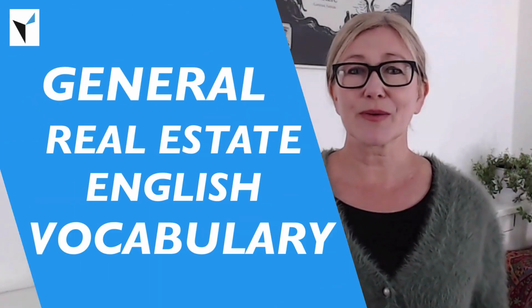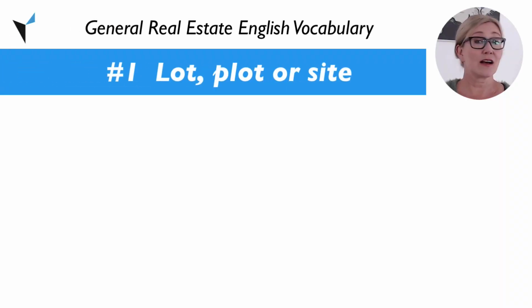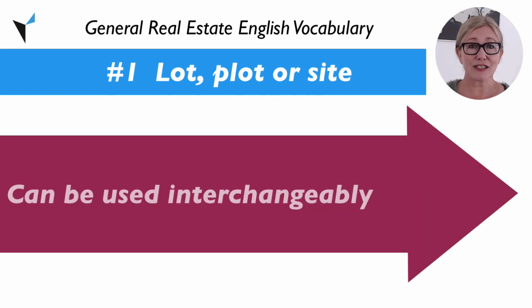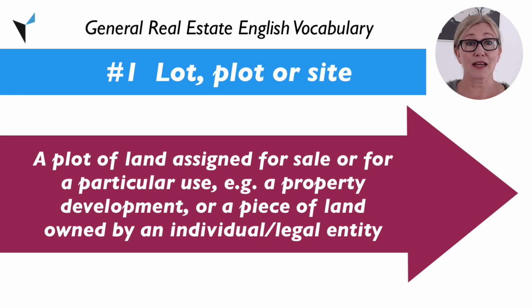In today's lesson, we'll start out our 5-part series by covering some general real estate English vocabulary. First up is lot, plot, or site. All of these 3 words can actually be used interchangeably. A basic definition would be a plot of land assigned for sale or for a particular use, like a property development, or a piece of land owned by an individual or legal entity.